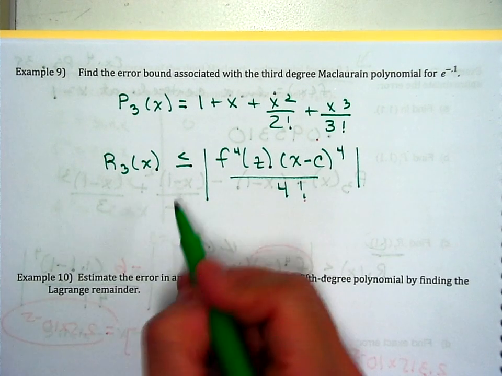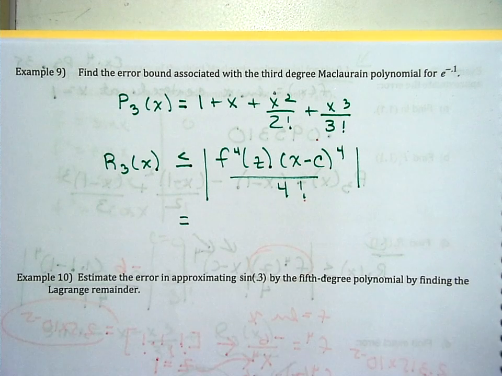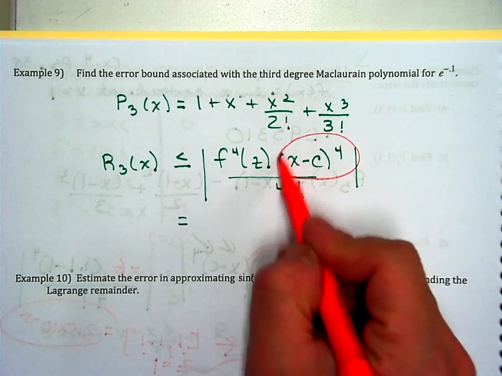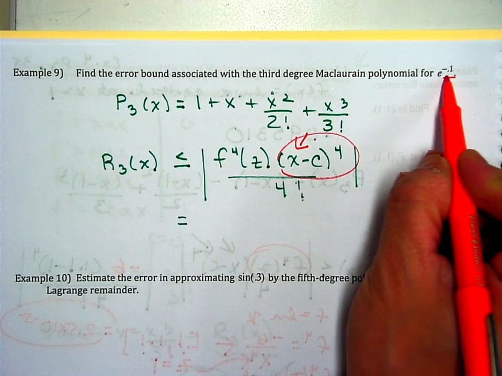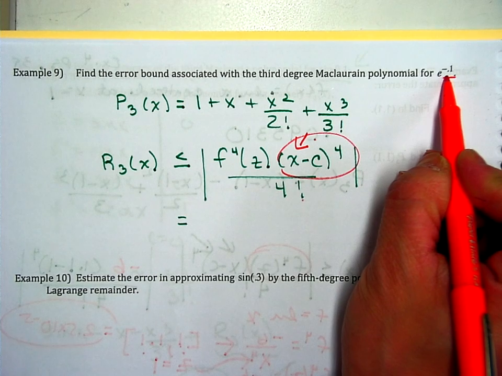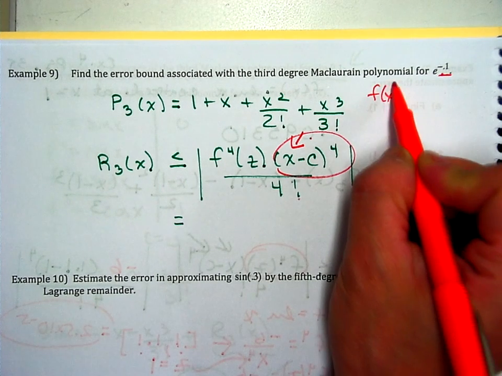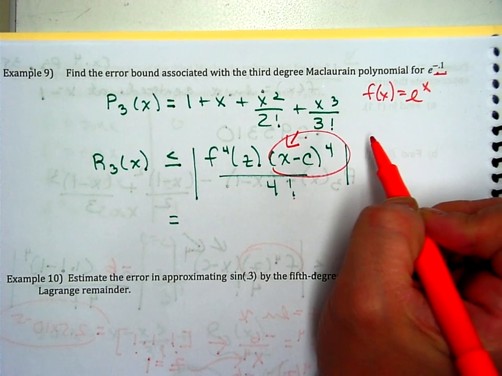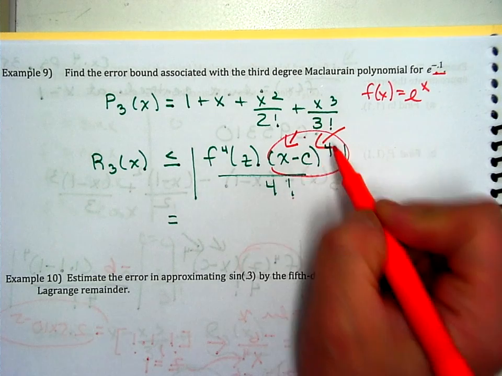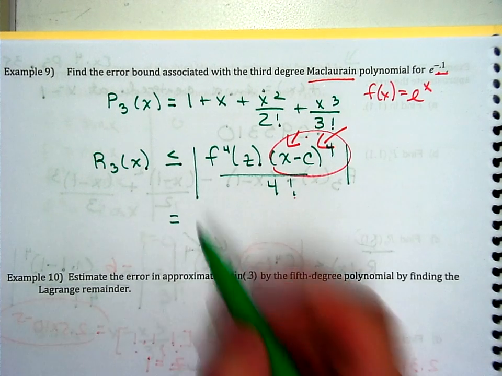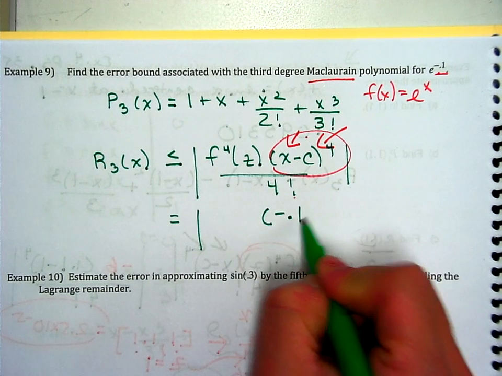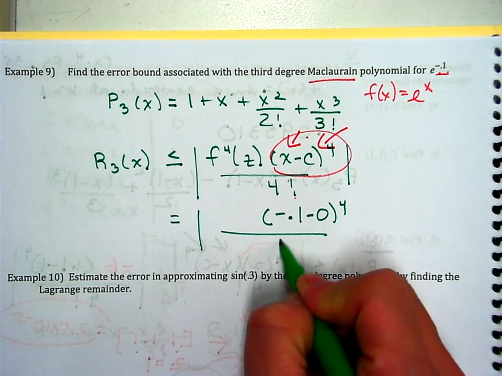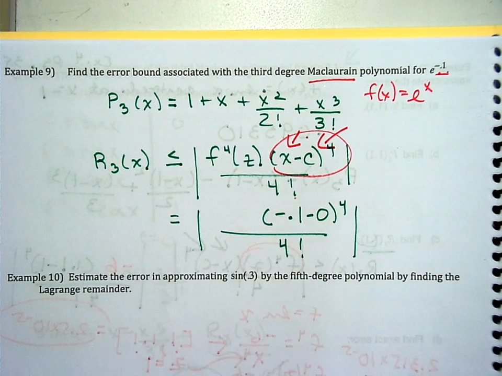Let's plug in all the pieces that we know. This piece right here, the x will be negative 0.1. That's the actual value of x that I want, because the function is e to the x. So I'm replacing x with negative 0.1. This is a Maclaurin, so my center is at 0. So I'm going to plug in negative 0.1 minus 0 to the fourth. The 4 factorial on the bottom is there.